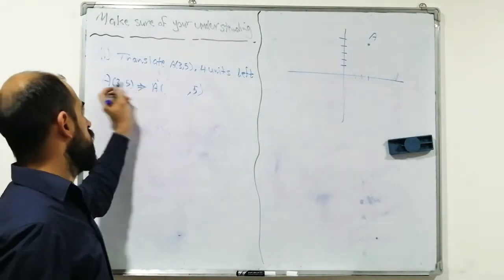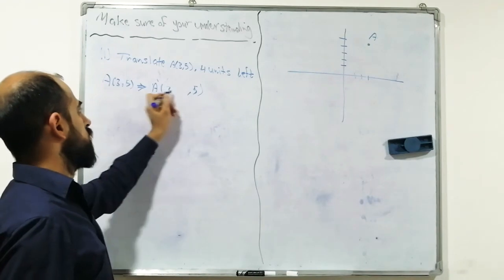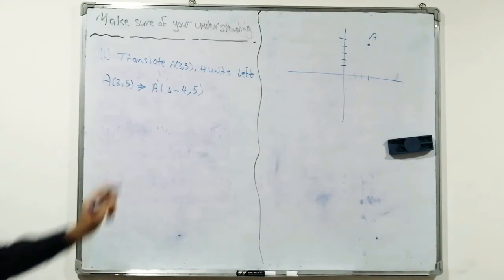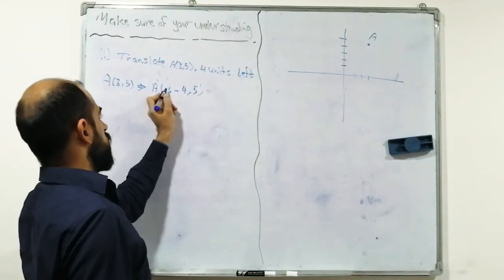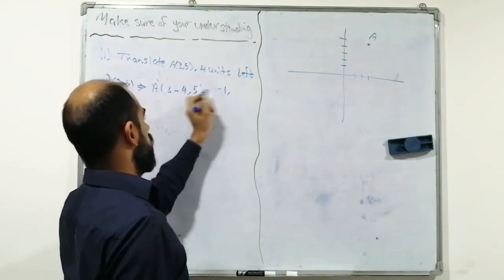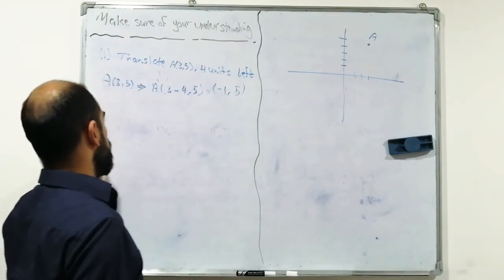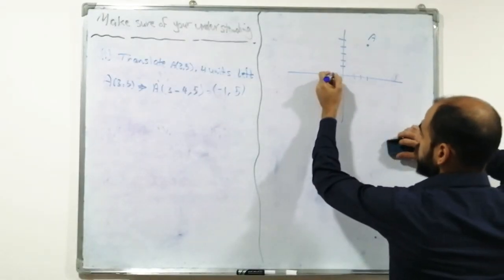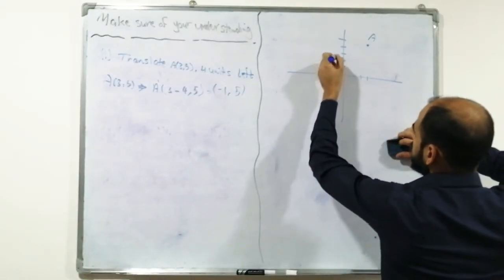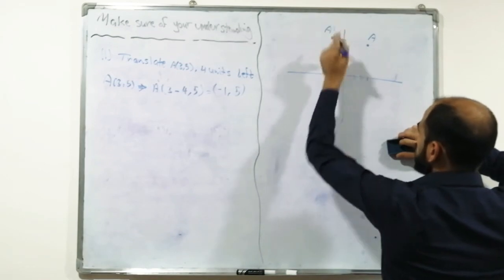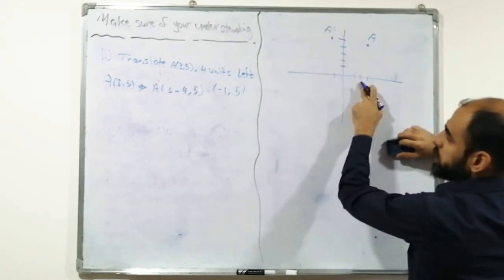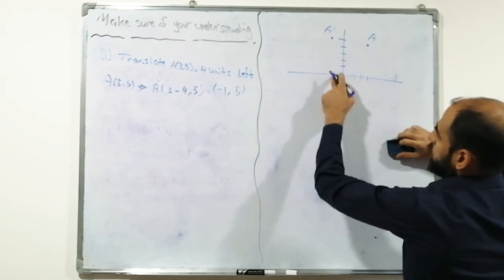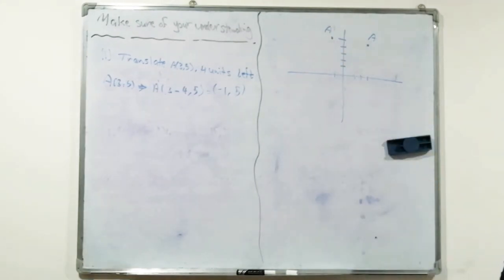Then, to the left, we are going to subtract 4 units. Why? Because the units of translation is 4. Now A dash equals 3 minus 4, which is negative 1, with 5, which is the image of the point A. Then represent it in the coordinate plane. Minus 1, 5, this is A dash. As we see, we translated it to the left by 4 units: 1, 2, 3, and 4. So this is the image of the point A.